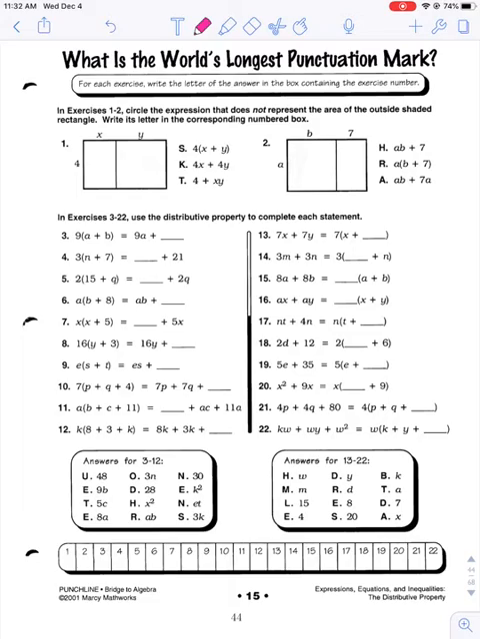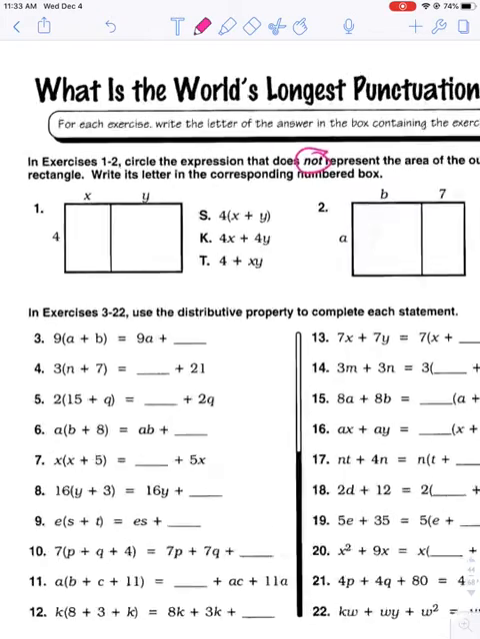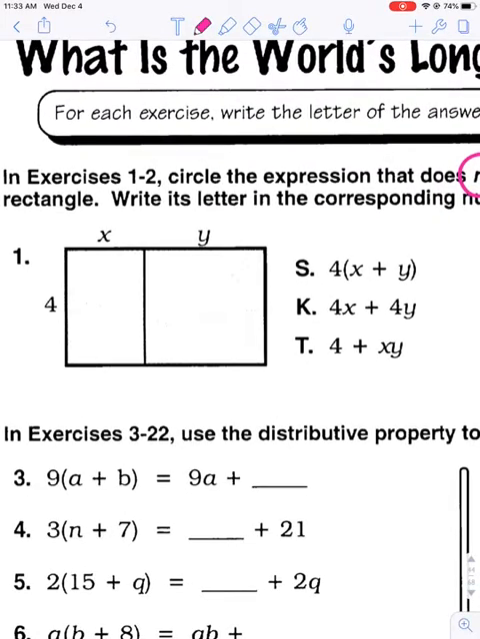Problems 1 and 2 are very similar, and they want us to find the expression that does not represent the area. So in problem 1, I can see that expression S will work. 4 represents the length of the rectangle, and X plus Y represents the width of the rectangle. So 4 times the quantity of X plus Y would give you the area. I know K gives us the area because that one is just doing the area of the small box is 4X. The area of the medium box is 4y, so therefore the area of the entire box would be 4x plus 4y. So that one works.